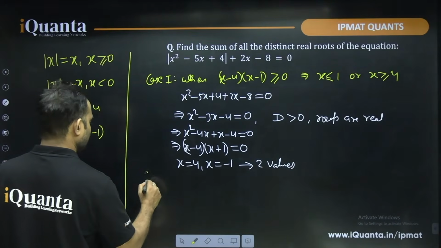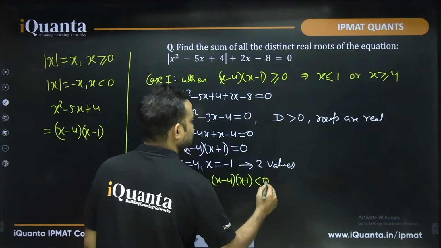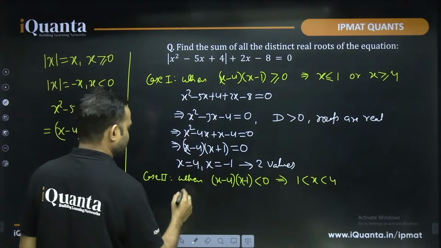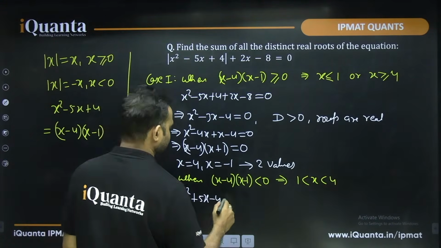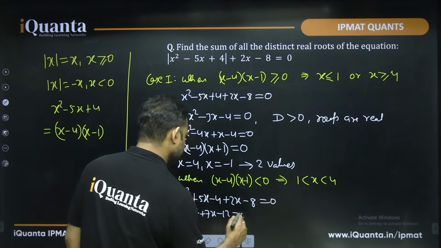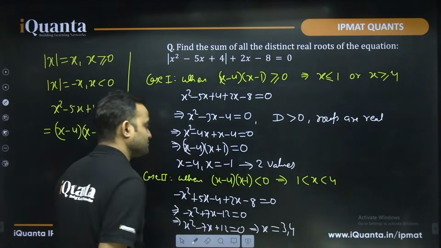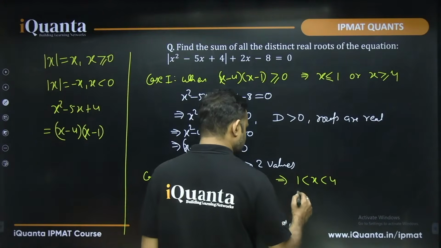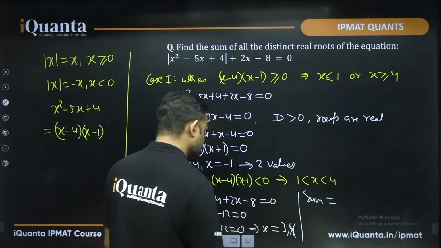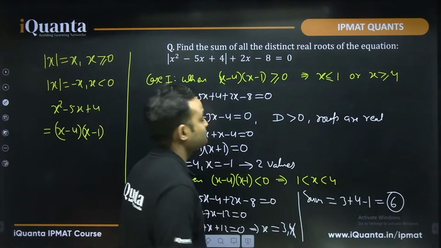Then case 2. When (x - 4)(x - 1) is less than 0, or x lies between 1 to 4, this will come out as negative. So -x² + 5x - 4 + 2x - 8 = 0, or -x² + 7x - 12 = 0, or x² - 7x + 12 = 0, or x is equal to 3 and 4. Right? So we need to find the sum of roots. 4 we have already taken, so we won't count this. We can count x = 3. So 3 + 4 - 1, that is equal to 6. That's the answer. 6 is the correct answer, guys.